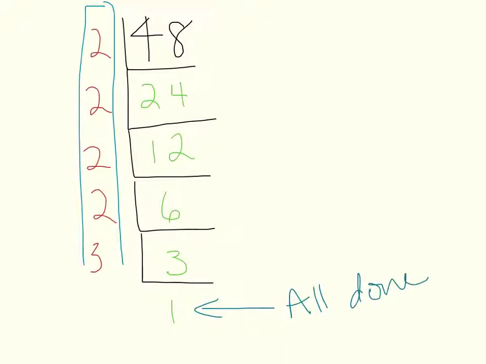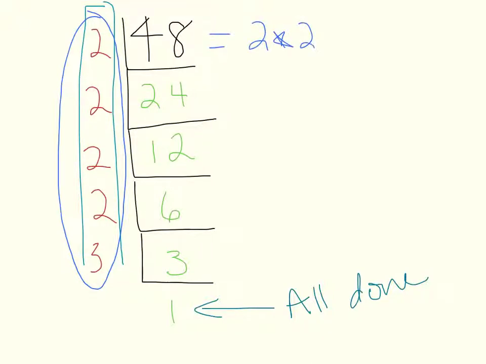So now I'm going to take my prime factorization with all of these factors, and instead of saying 48, I'm going to say 2 times 2 times 2 times 2 times 3. So there are 1, 2, 3, 4 2s, and then the 3, all finished.